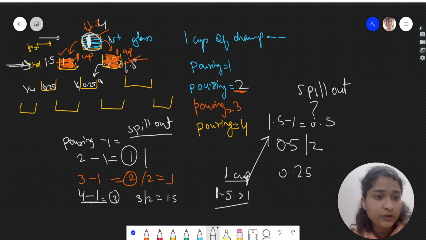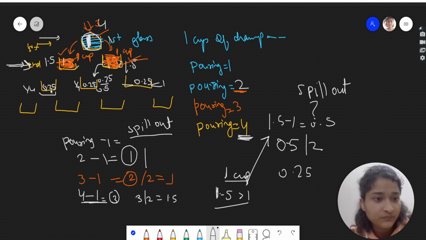So here a 0.25 will come, and here also 0.25 will come. So this 0.25 plus 0.25 will be 0.5. Fine. So what will happen when we are pouring 4 cups? Now see, this is fine, right? This is under 1, so this is not spilling out. This is also under 1, and this is also less than 1. So this can be stored in this glass. Fine. Here we will stop now.